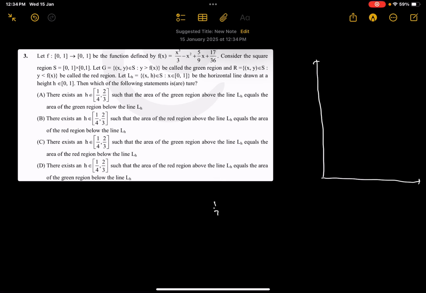it's 1 by 3 minus 1 plus 5 by 9 plus 17 by 36, which becomes 3 by 9 minus 1 by 9 is 13 by 36. It's something like this: 1 comma 17 by 36, 0 comma 13 by 36.